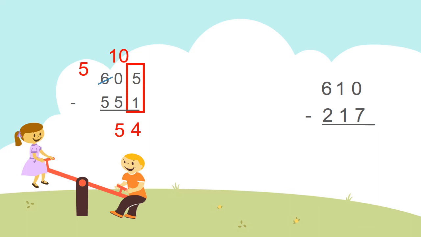Now 5 minus 5, 0. We don't have anything. Should we write 0 here? No, because 0 on this side does not have any meaning. Still the number is 54. So leave it. Don't write it. Let's take our last problem.